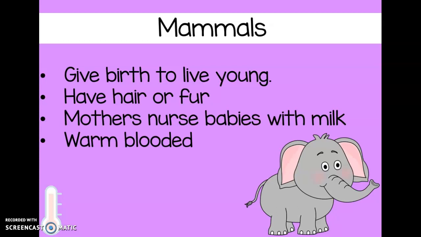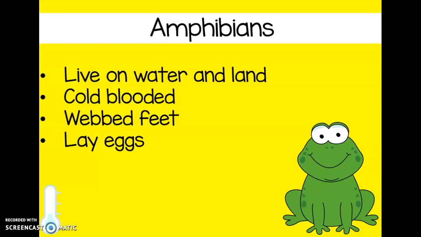We'd be mammals. And the last group of animals are called amphibians. And amphibians live on water and land. And they're cold-blooded and they have webbed feet. And like reptiles and birds, they lay eggs. Okay, so they're the 5 different groups. So the 5 groups again are fish, birds, mammals, amphibians, and reptiles.